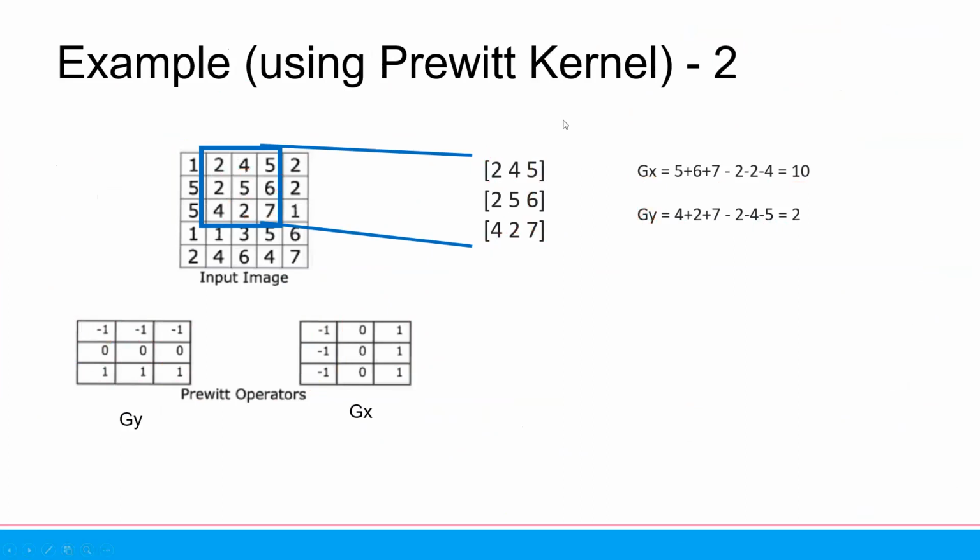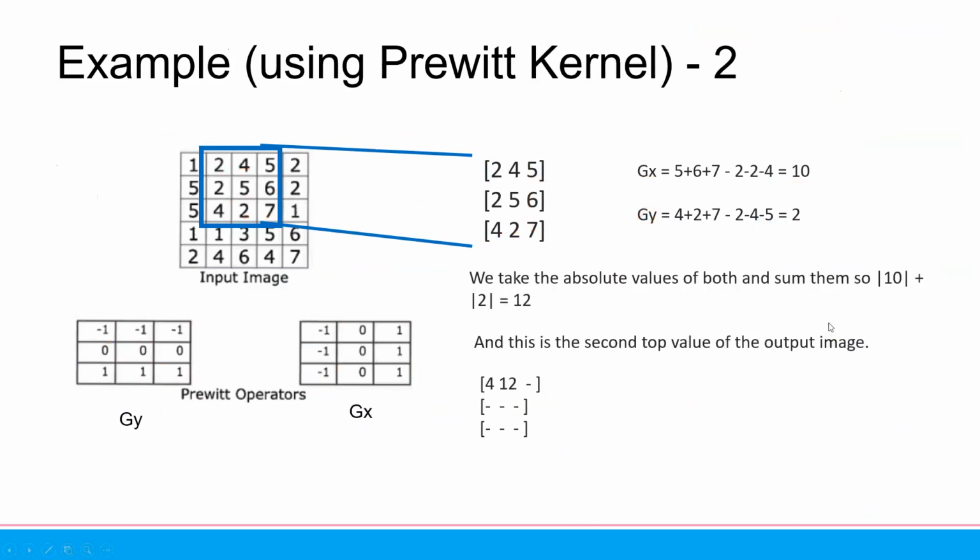After we have this one, we will check the absolute value for each of the results. So we have the absolute value of this, the absolute value of this, and we sum. The result is 12. We put 12 in this cell.